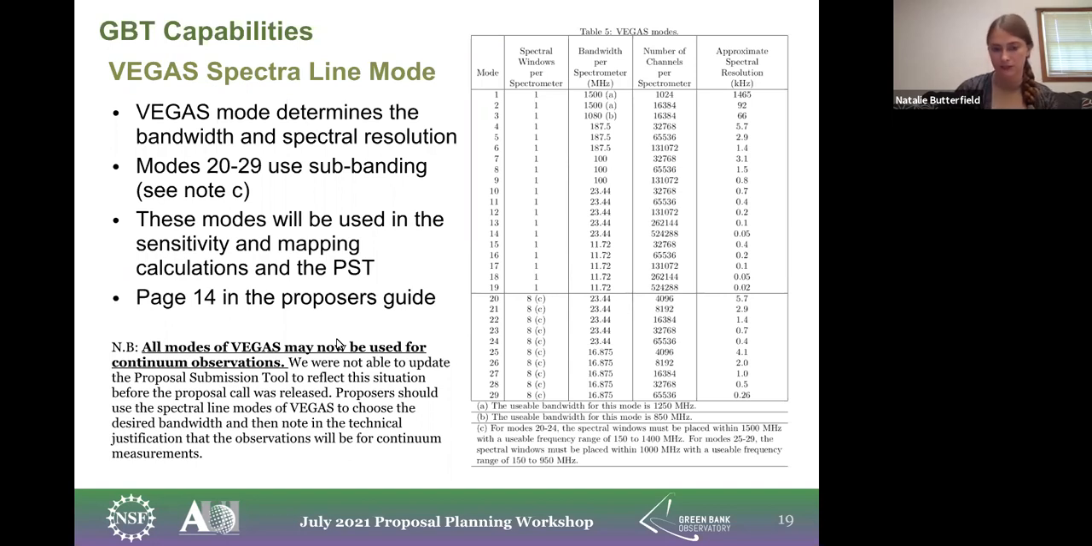So right now in the PST, there isn't a location where you can identify these. If you select that you're using Vegas mode, let's say 6, but you wanted to use it for continuum, it doesn't give you that option as of right now in the proposal submission tool.